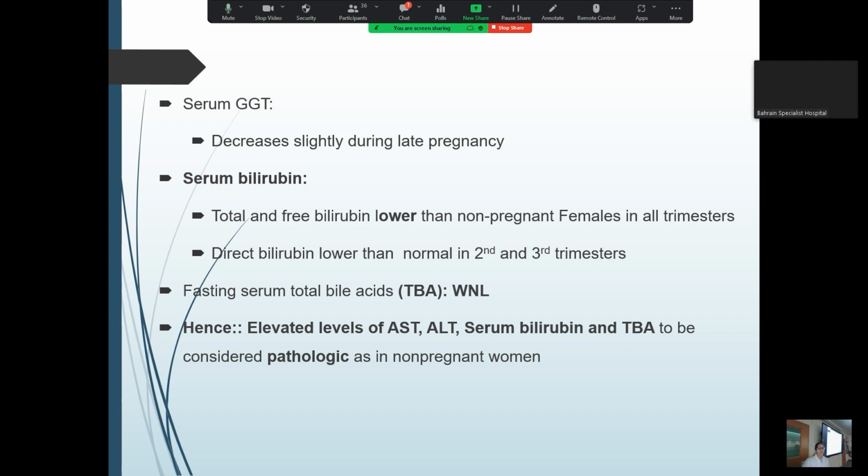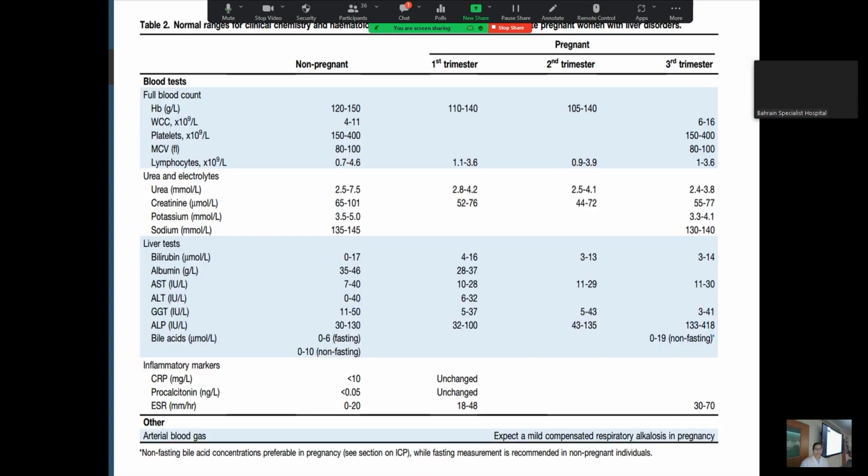Hence, elevated levels of AST, ALT, serum bilirubin and total bile acids are to be considered pathologic as in the non-pregnant woman. So this is a tabular form of these findings.